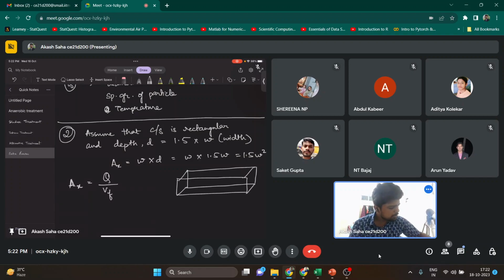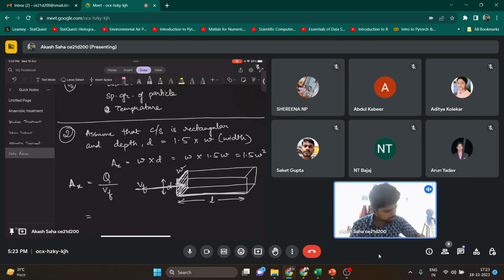Okay, so this is my width, this is my depth, and this whole thing is my length. W. The flow is happening in this direction, water is moving in this direction. So this is the flow through velocity, and the perpendicular thing is my area of cross section. This is my area of cross section. Okay, so Q by Vf, my flow through velocity.